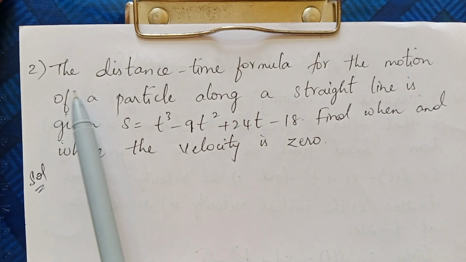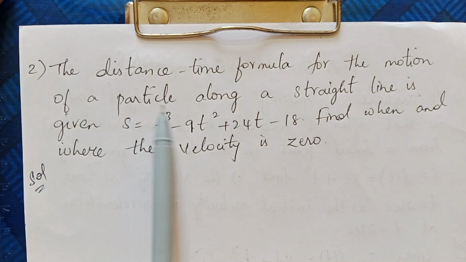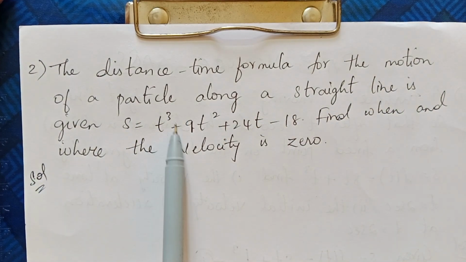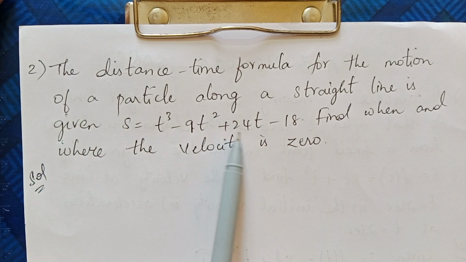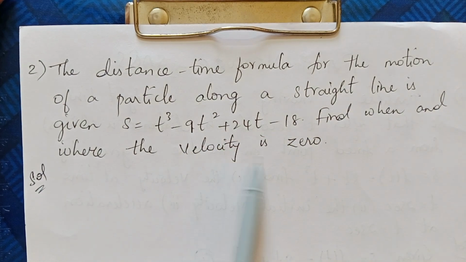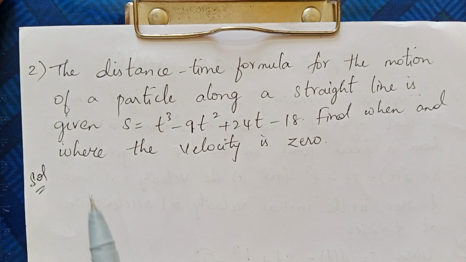Next, the second question: the distance time formula for the motion of a particle along a straight line is given as s equals t cube minus 9t square plus 24t minus 18. Find when and where the velocity is 0. Okay, so we have to differentiate this, so we'll get the velocity equation, right?